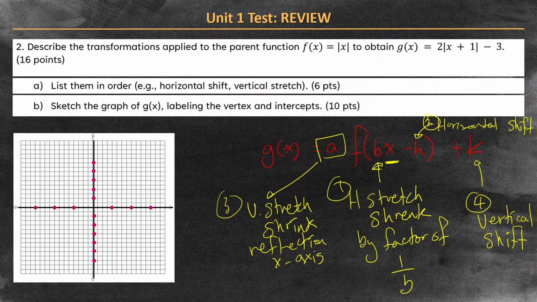Now, part B says let's sketch it. So let's give it a try. So we're going to start with the (h, k): (-1, -3). So you have to label it. So (-1, -3), because those are the h, k values. And then we have the slope of 2. So we go up 2 units, so 1, 2, and then to the right, 1 unit.